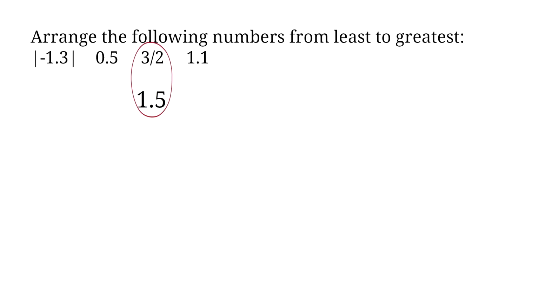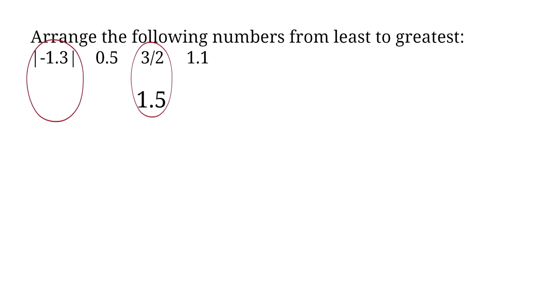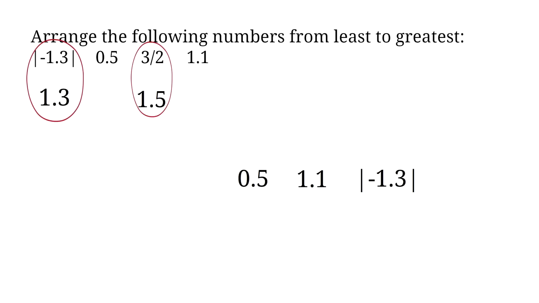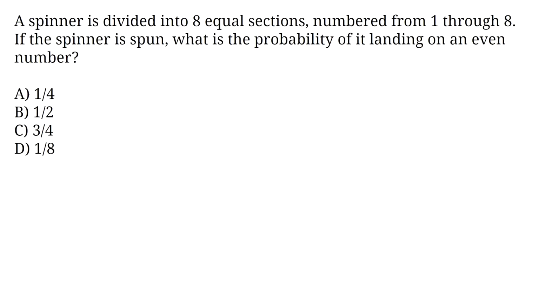The absolute value of any number is the positive of that number. So the absolute value of -1.3 is the same as 1.3. Now we can compare. 0.5 is the smallest, then 1.1, then the 1.3. This is the absolute value of -1.3, then 1.5. This is 3/2.